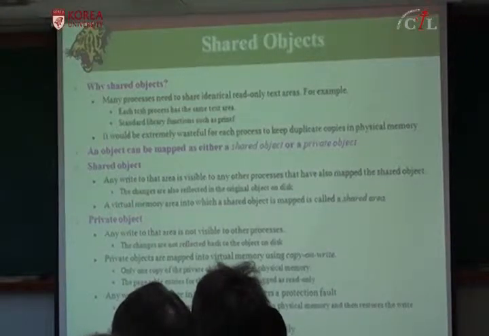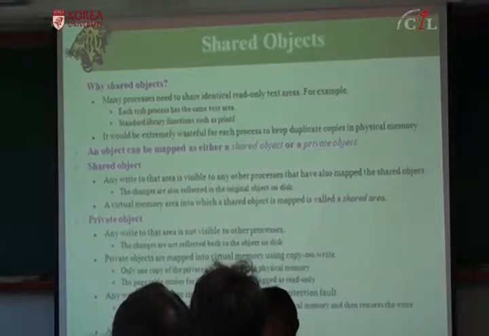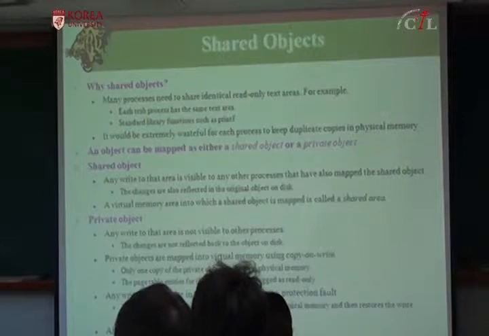Private object is somewhat some kind of sharing, but it's private. Okay? Any write to that area is not visible to other processes. It's private. So if you map the same file, but you declare it as private, which means you are sharing, but if you want to write, you have to write in your own space because you don't want to disturb other processes. It's shared, but it's private. Okay?